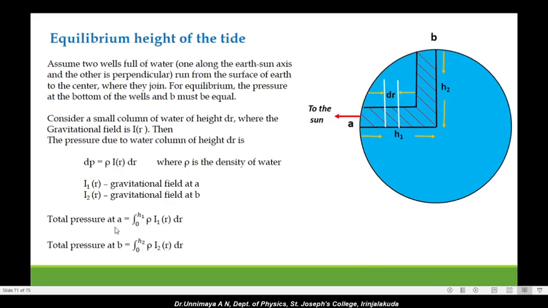Then the total pressure at the point A can be represented as rho I1 of r dr ആണ്. dr ഹൈറ്റ് ഉള്ള ഒരു വാട്ടർ കോളം കൊണ്ടുണ്ടായ പ്രഷർ. നമ്മൾ കൺസിഡർ ചെയ്യുന്നത് എത്ര ഹൈറ്റ് ഉള്ളതാണ്? നമ്മൾ കൺസിഡർ ചെയ്യുന്നത് A എന്ന് പറഞ്ഞ പോയിന്റിലുള്ള ഈ വെൽ എത്ര ഹൈറ്റിലുള്ളതാണ്? h1 ഹൈറ്റിലുള്ള വെല്ലാണ് കൺസിഡർ ചെയ്യുന്നത്. സോ we have to take the total height of the well, that is from the point 0 to h1. So the total pressure at the point A will be equal to the integral from 0 to h1 of rho I1 of r dr.